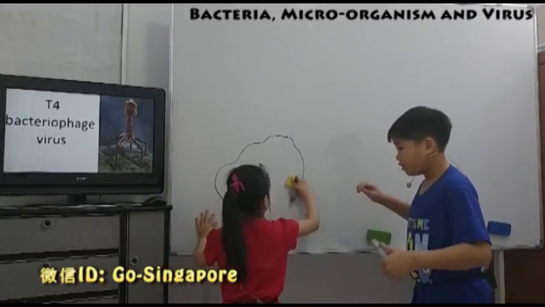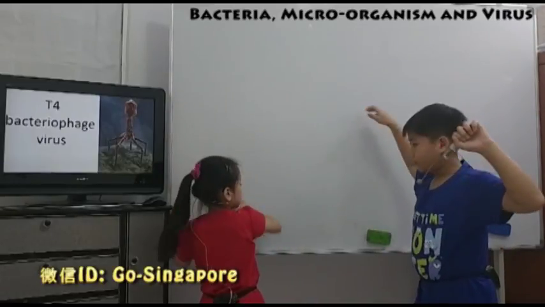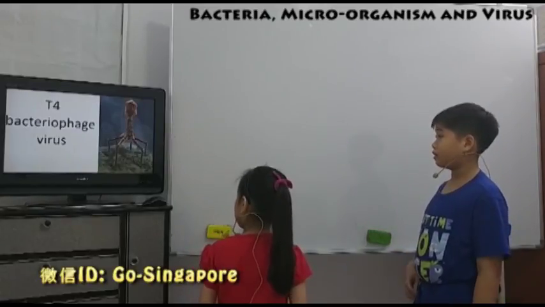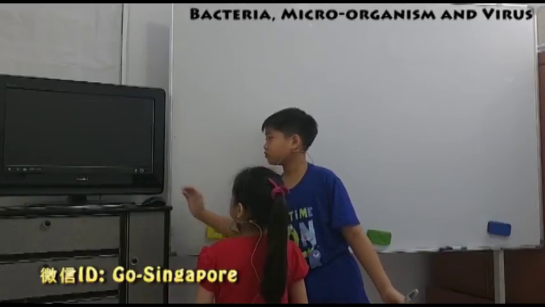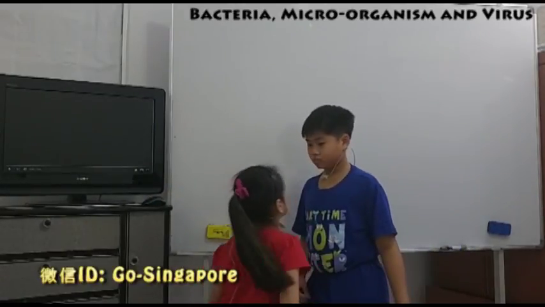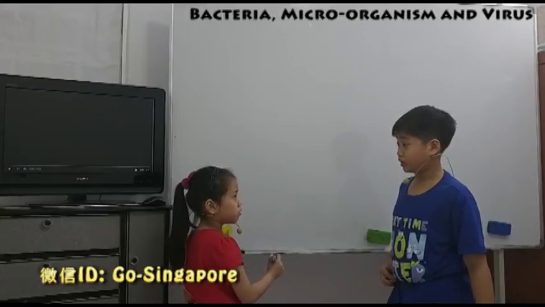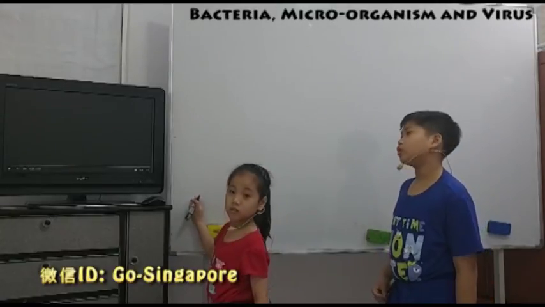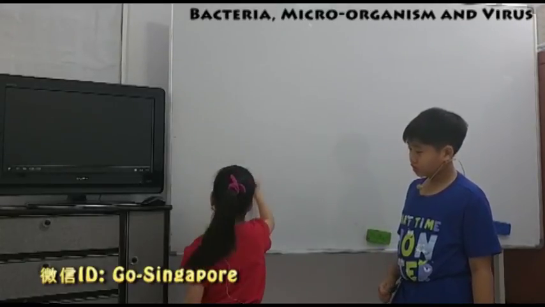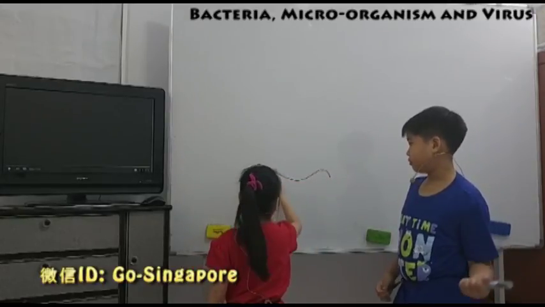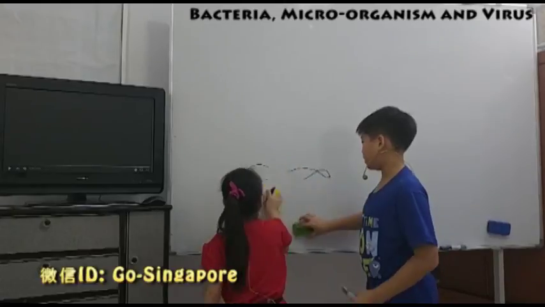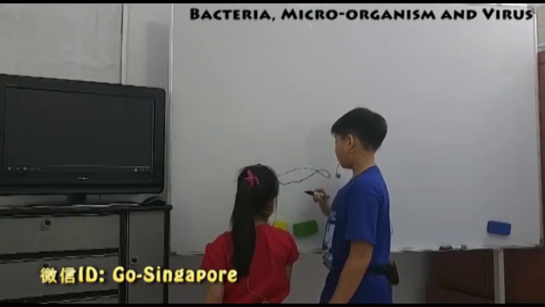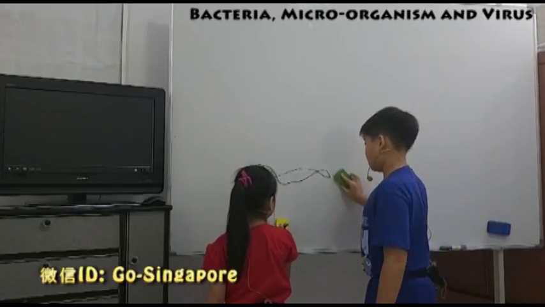bacteriophage. Actually, you remember the splitting? When they split, they need some kind of chemical or UV light, okay? Then they can break open. But the UV light won't break open our DNA. No, those are the bacteria. But UV light is also harmful to us. That's why I say DNA can be damaged. Yes, damaged. And we can die easily because of this.